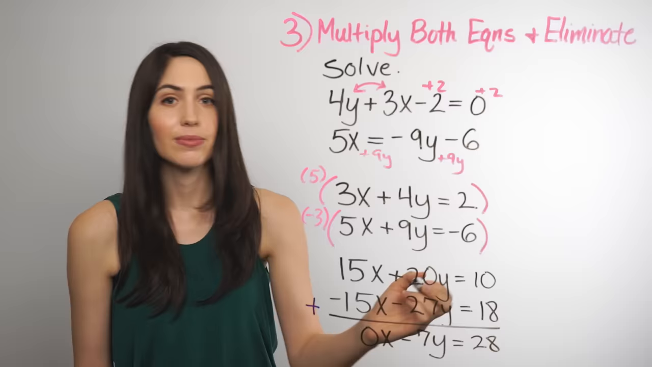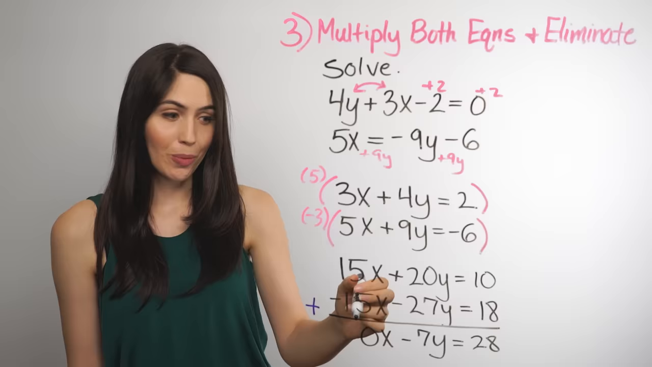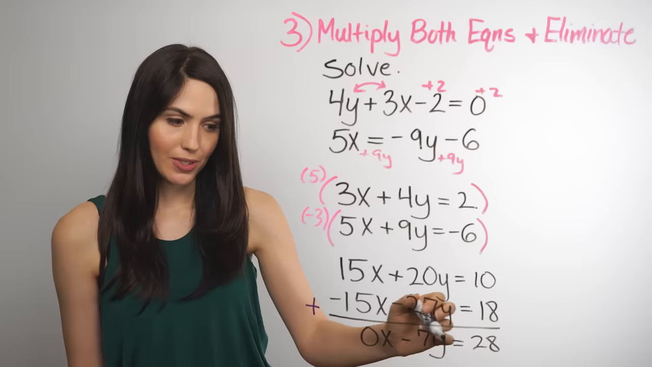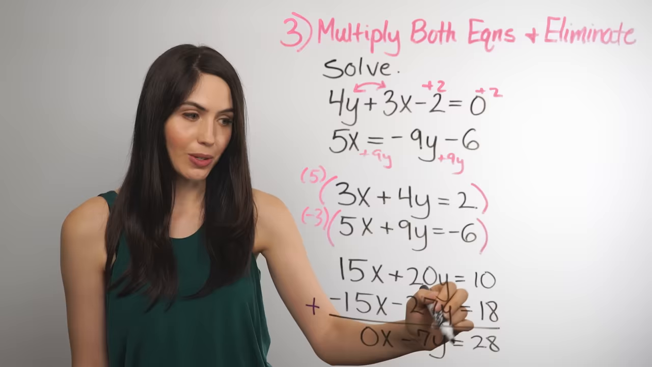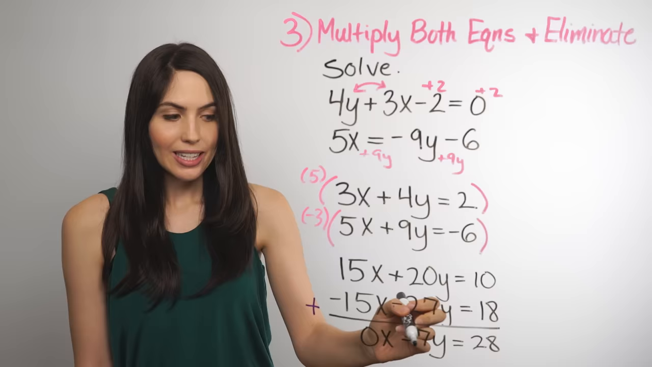So I added vertically, these terms cancel beautifully, that's what we want. 20y minus 27y is negative 7y. So we have 0x here minus 7y equals 10 plus 18 is 28. So really this is negative 7y equals 28.